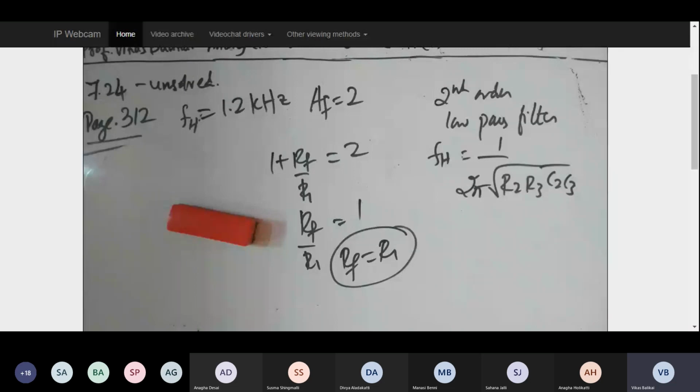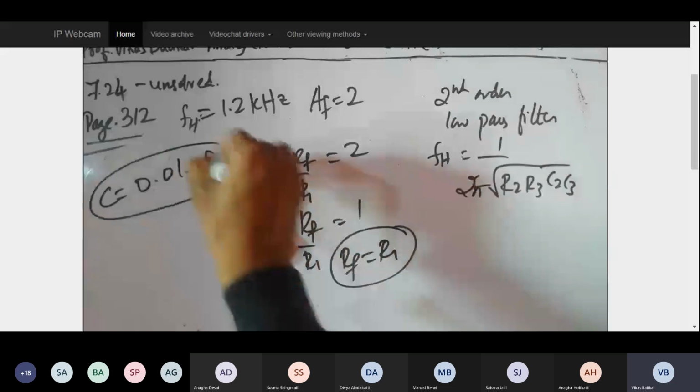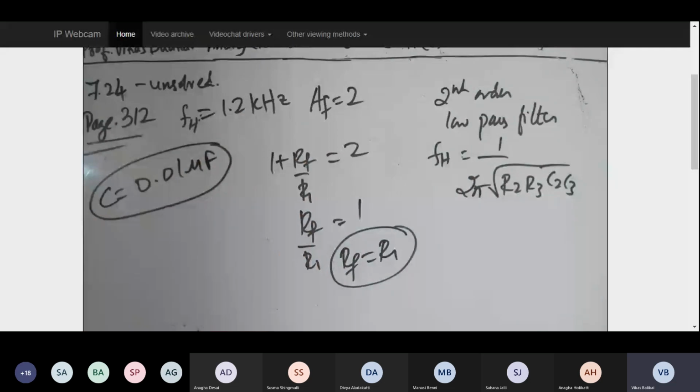But I'm giving you the way how to solve the problem if nothing has been given. The best way is to assume C is equal to 0.01 microfarad. So this is the standard value of C1 wherein you can assume the value. So this is with respect to 7.24. So now let's just go ahead into designing the high pass filter.